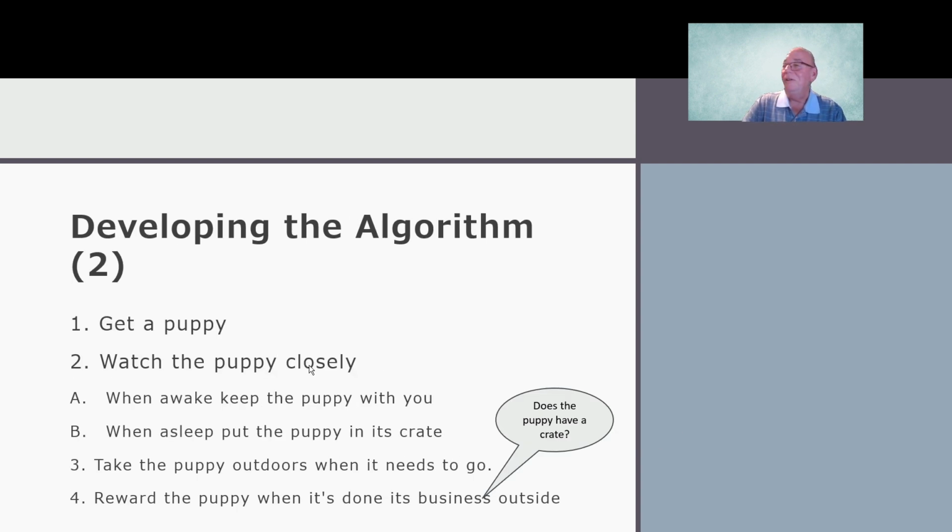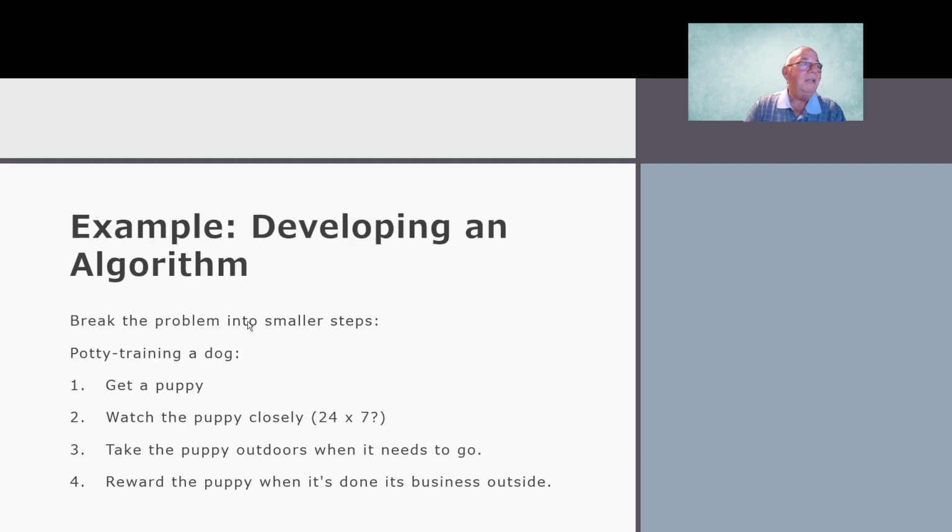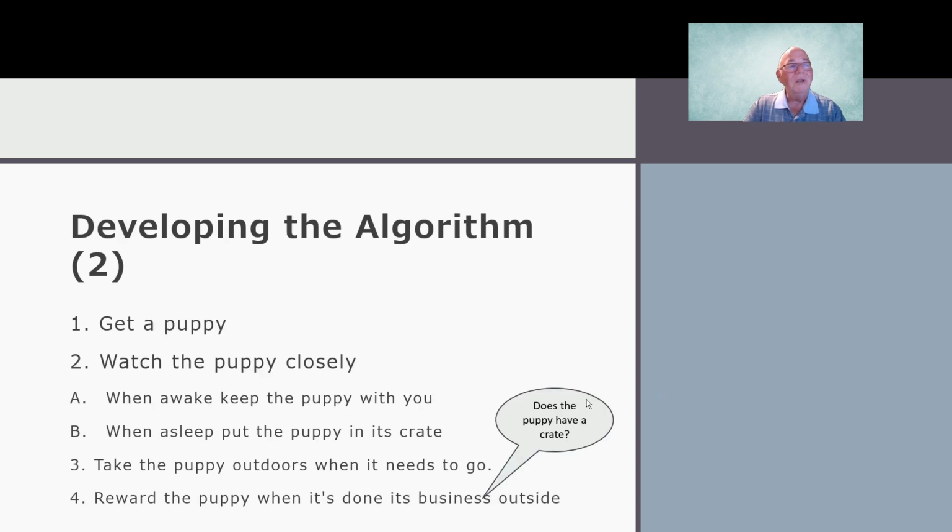However, there's really not a lot of detail in there. In fact, if I were to go back for just a moment and take a look at this, notice I have 24/7 and question marks. So as I'm going through this, I realize, watch the puppy closely. Well, all day, every day? Clearly that's not possible. So there's something here I'm missing. What could I do? So then I go to the next step.